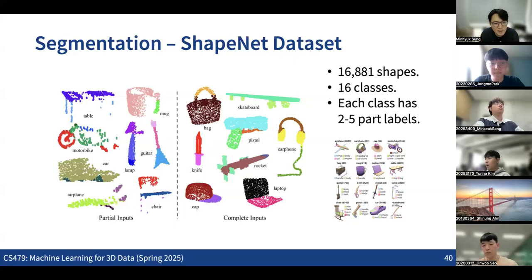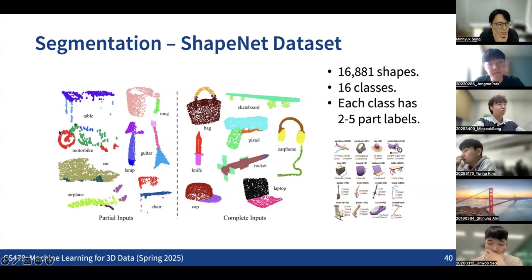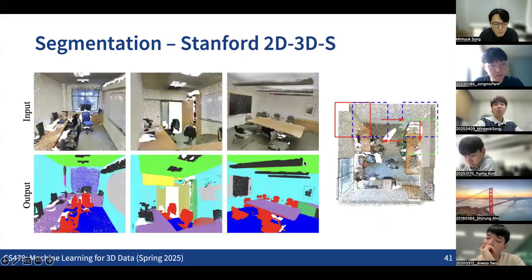the basic benchmark is the ShapeNet dataset, which has 16 classes with 16,000 shapes, and each of the objects has 2 to 5 part labels. You can see that these are the part labels for all these 3D shapes. The total number of part labels for all 16 classes is more or less 50. So we have 50 part labels, and for those cases, we can train PointNet and get these segmentation results. These are the output of the PointNet segmentation.